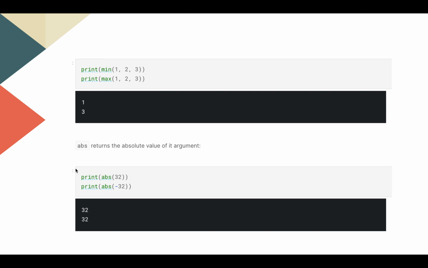And next up is abs, which returns the absolute value of its argument. So it removes the negative signs from the number. And I'm sure you all know what it means. And from now on, let's move on to the exercises to try these ourselves.